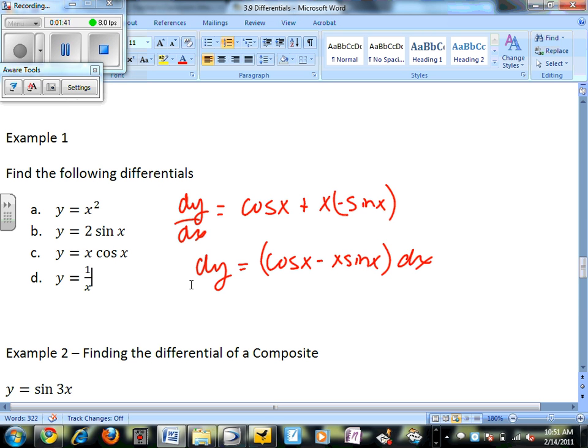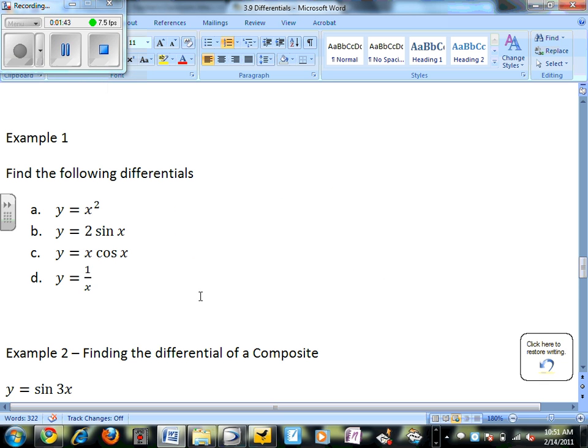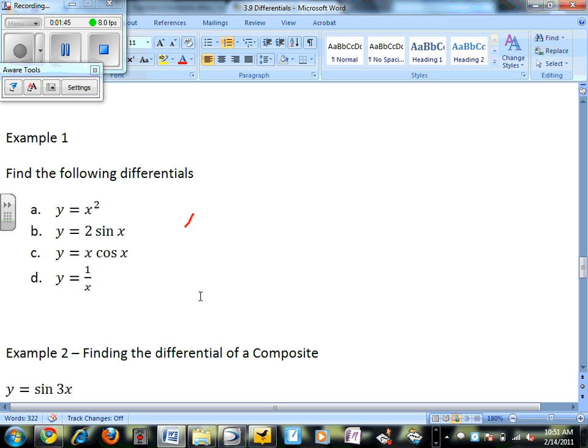And then the last one for d, 1 all over x, so our derivative is going to be x to the negative power, right? So we'll have a negative x to the negative 2 would be our derivative. So dy dx equals negative x to the negative 2. So our differential is going to be dy equal to negative 1 all over x squared times dx. And that's all it is. All right, so pretty simple stuff.